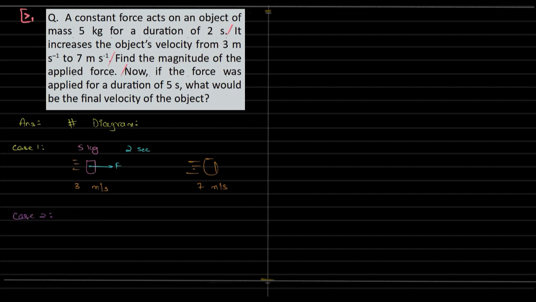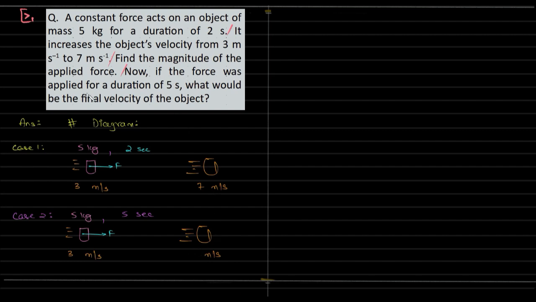Next, case 2, we are looking at the same setup. Instead of 2 seconds, it's 5 seconds, right? Now, if the force was applied for a duration of 5 seconds, what would be the final velocity of the object? So we have a similar thing happening. The same force, same object, but instead of 2 seconds, it's 5 seconds. We need to figure out the final velocity.